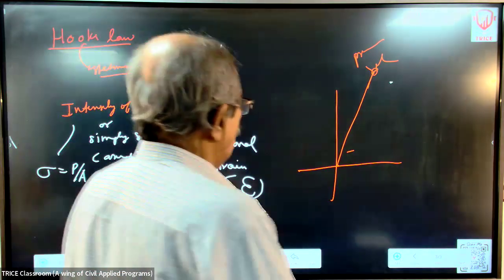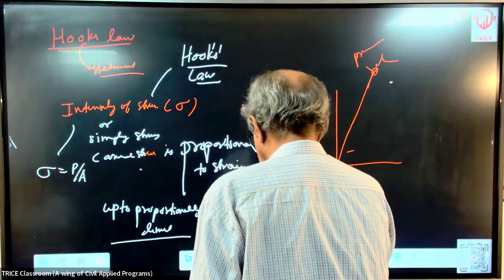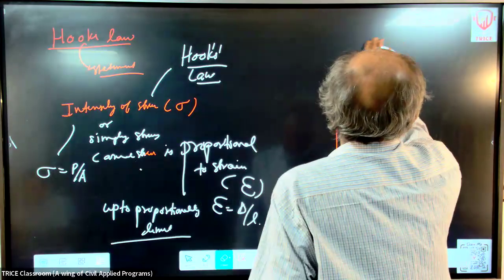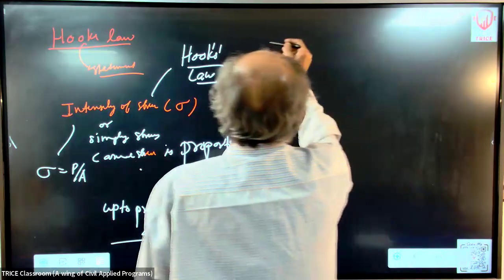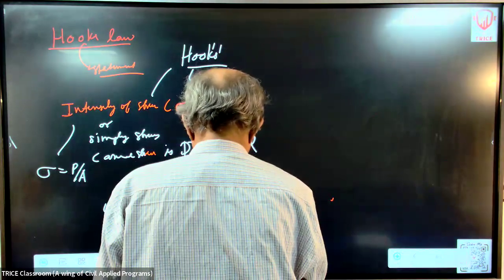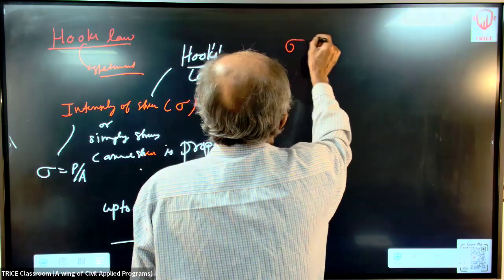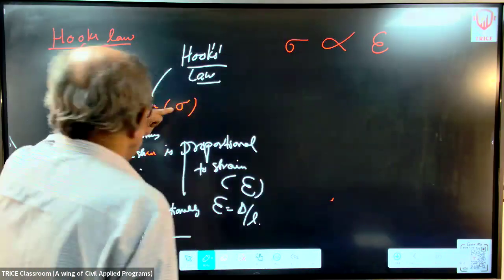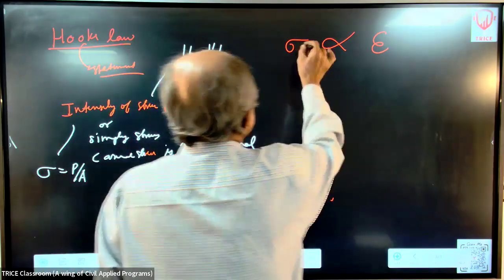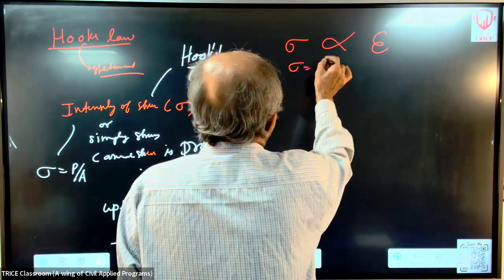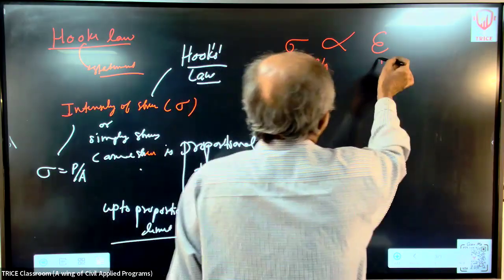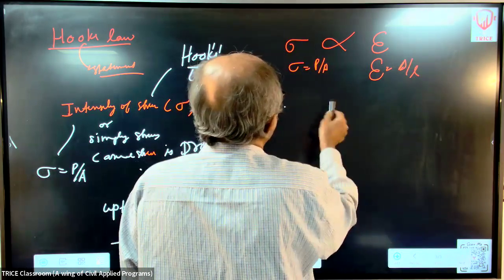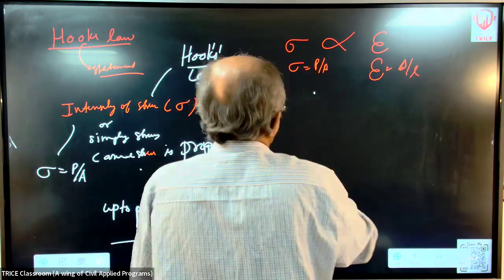Now see, therefore, stress is proportional to strain epsilon. Stress equals P by A, and strain epsilon equals delta by L. Therefore, what? One minute, before that, I will remove that one.